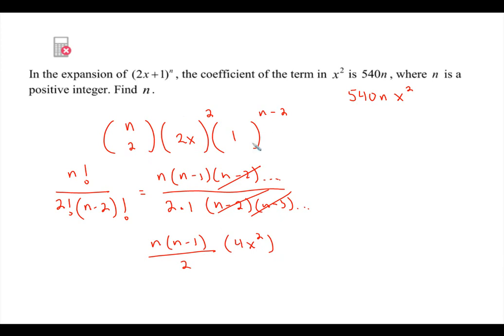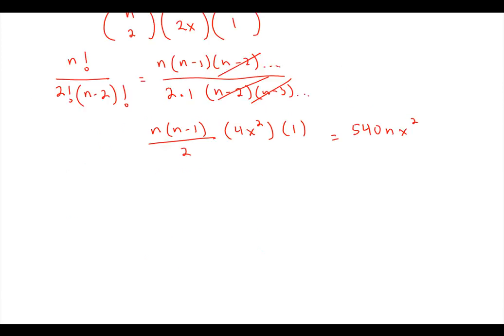And don't let this fool you. 1 to any power is still going to be 1, so it doesn't matter what this exponent is. This here is still going to be 1, right? And we know that this is going to equal 540 times n x squared. And then we need to continue simplifying this, okay? So let's continue simplifying this.